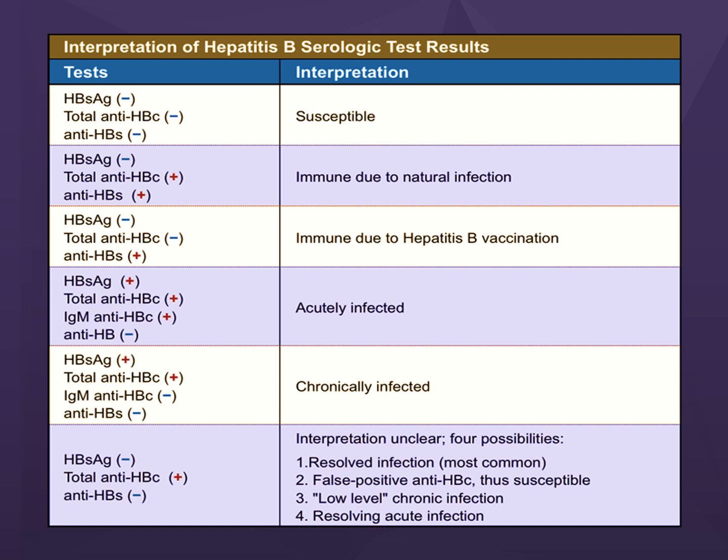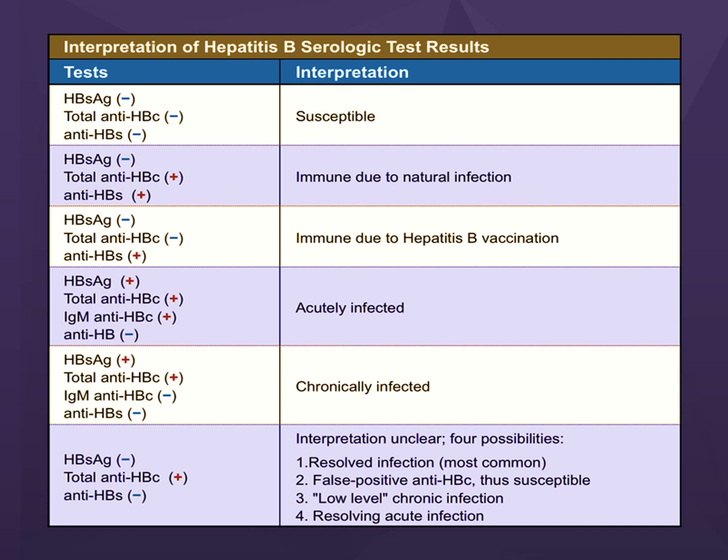So let's go to the third row. If their B core is negative, but their antibody surface is positive, that lets you know they're immune because they were vaccinated. Remember, the surface antibody only, protection, but that protection is from vaccination.